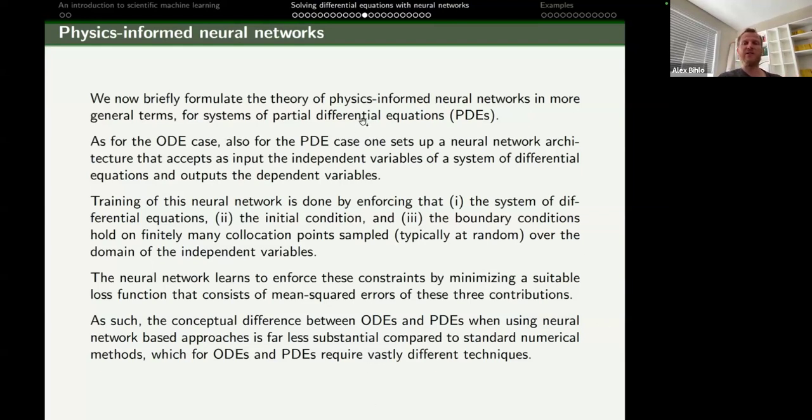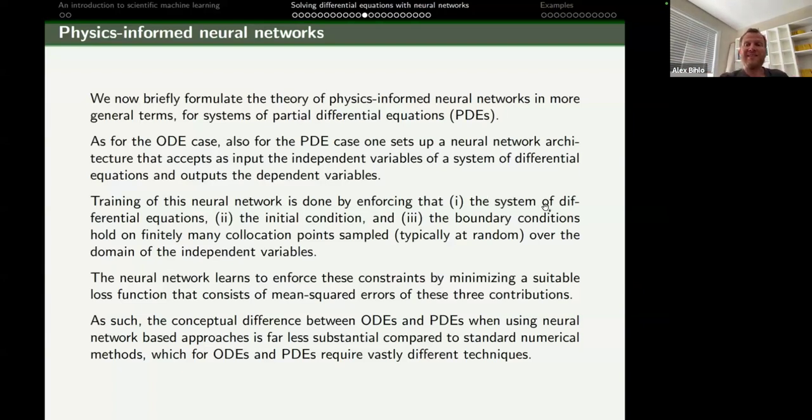And this basically just seems like a copy of the slide that I had for ODEs, right? All you do is set up a neural network architecture, which now has multiple inputs, right? You have a PDE, you have multiple independent variables. If you have a system of differential equations, you also have multiple outputs. But otherwise, it's the same multi-layer perceptron from before. You just change the number of inputs and outputs, and you're golden.